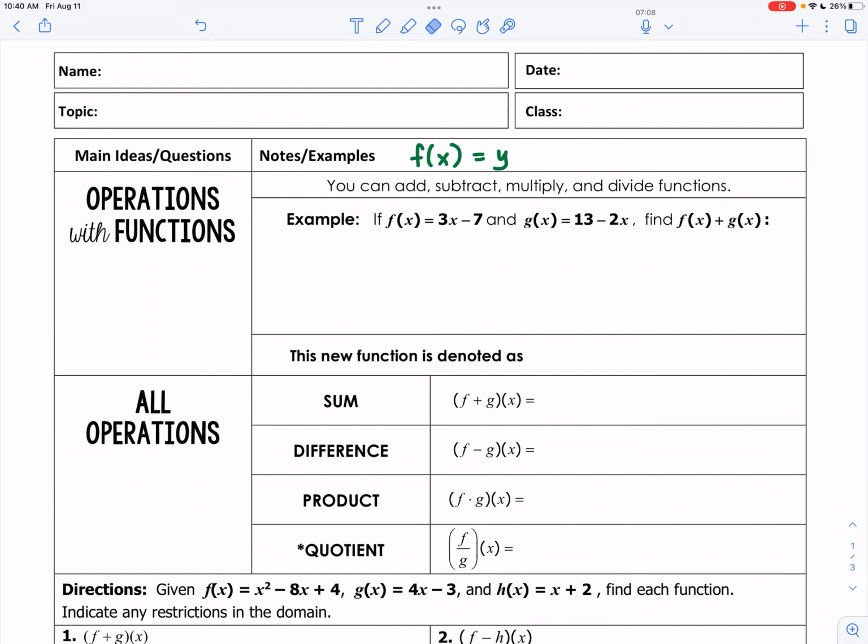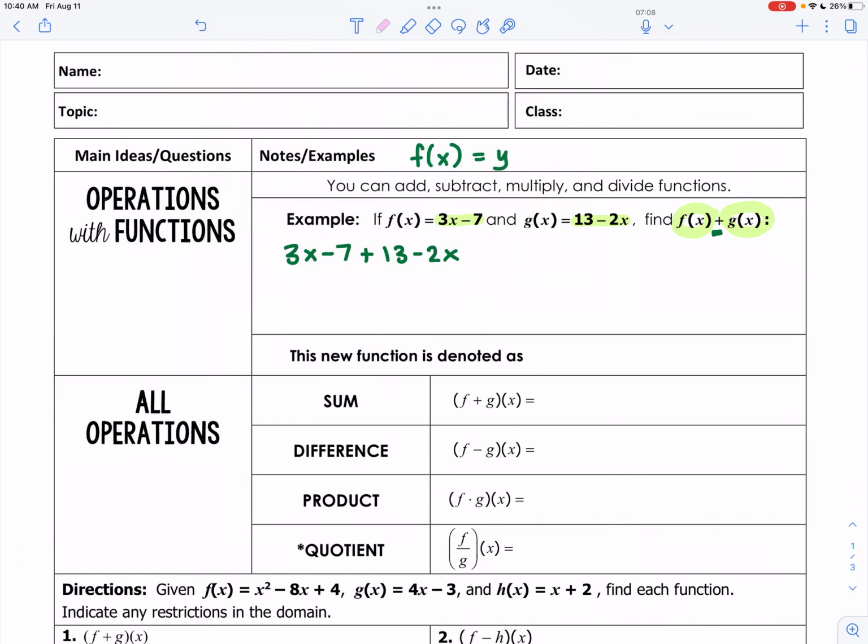So you can see here this f of x is 3x minus 7 according to this f of x function. So instead of writing f of x, we're just going to write down 3x minus 7. And we are adding to it the g of x function. Well, our g of x is 13 minus 2x. Because we are adding these two together, we don't need to use parentheses to separate the two functions, because we're just going to be adding, which is combining our like terms.